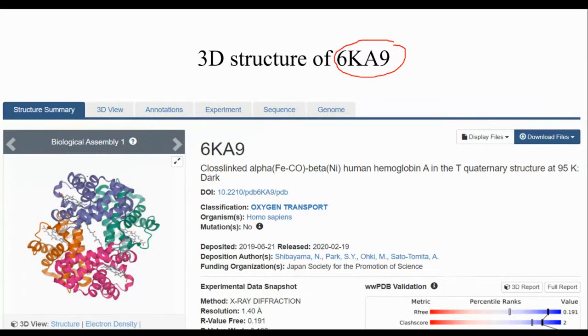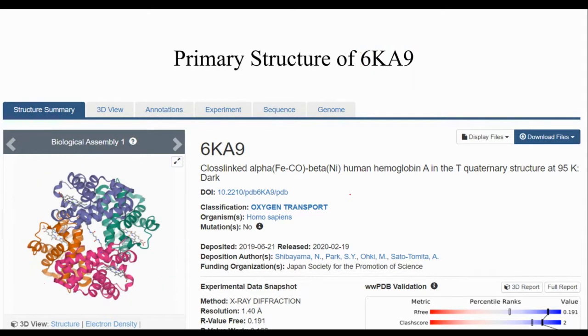On the left side, you can see the 3D structure of this protein. So you can simply save this picture and copy paste it into the file to show us, for example, what the 3D structure of this protein is. And there is other information on this page which is very useful, and we will talk about them one by one.